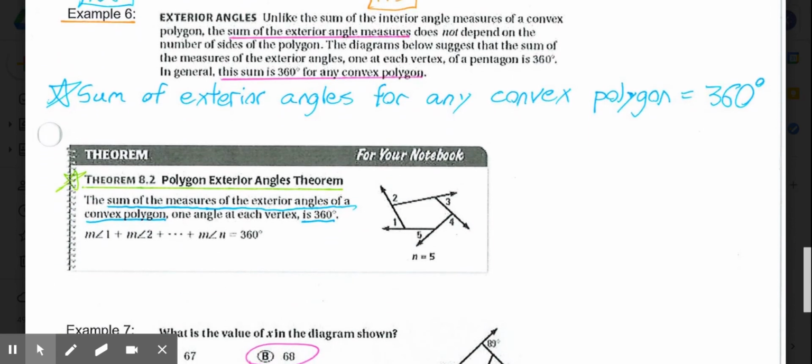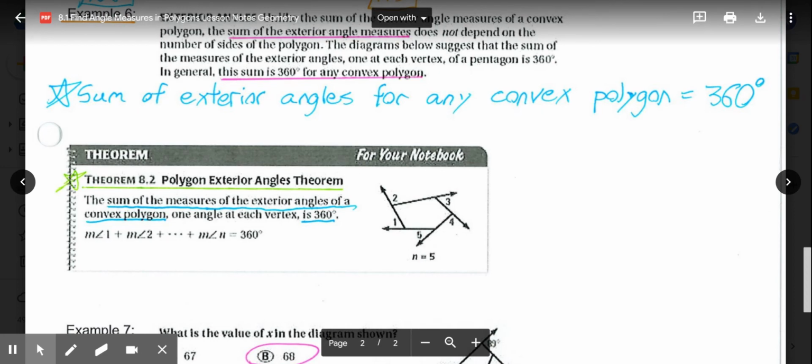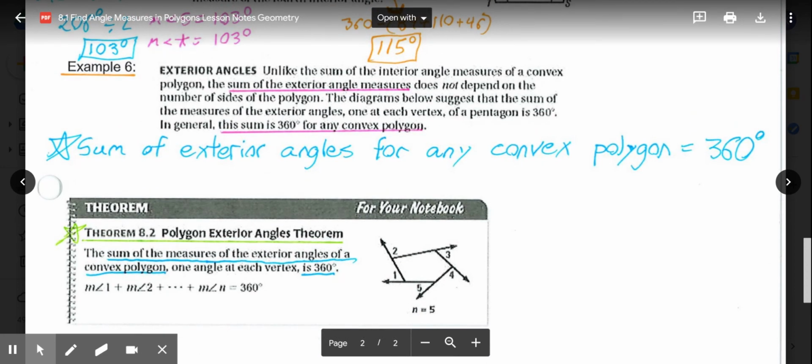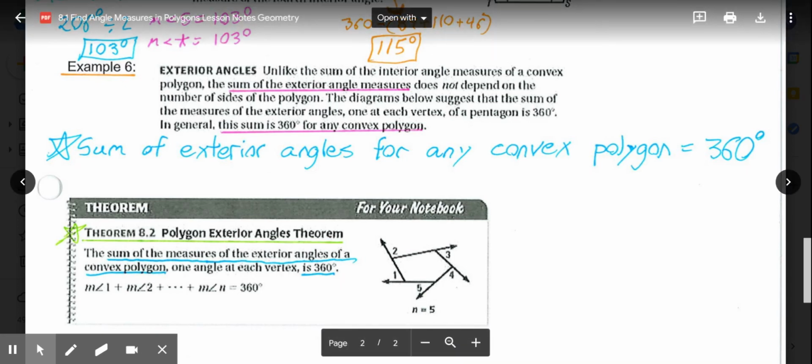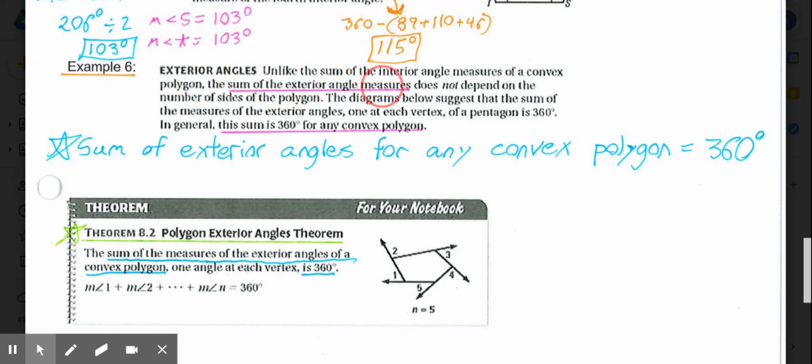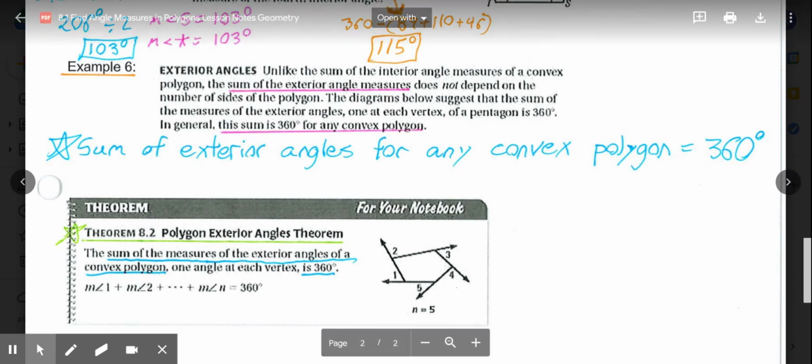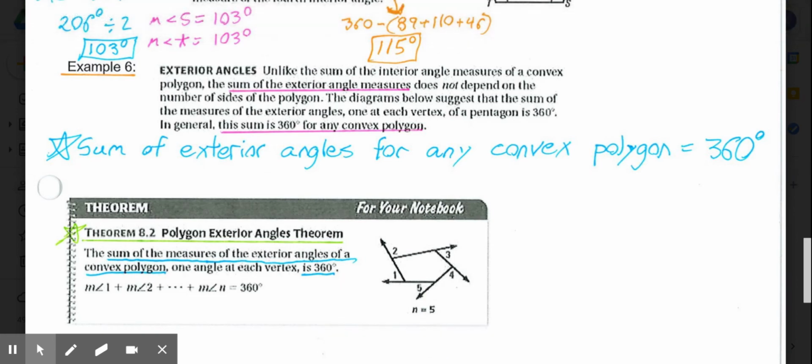And then we'll look at the idea of exterior angles. So we also have a theorem to go with that, but first let's just look at the paragraph above. It says exterior angles. Unlike the sum of interior angle measures of a convex polygon, the sum of the exterior angle measures does not depend on the number of sides of the polygon. The diagram below, which we'll look at, suggests the sum of the measures of the exterior angles, one at each vertex, of a pentagon is 360 degrees.